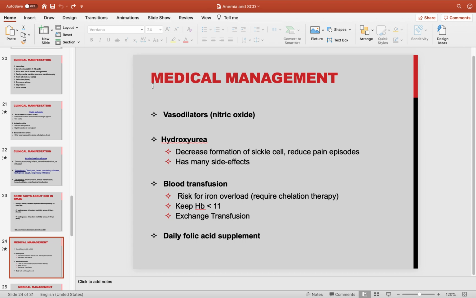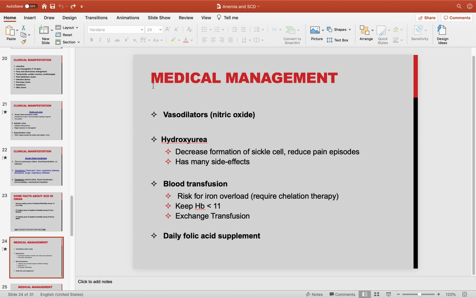May will start vasodilators, at least will try to increase tissue perfusion, and also sometimes they use hydroxyurea. This has some significant results in decreasing the formation of sickle cells and reducing the pain episodes, but however it has many side effects.